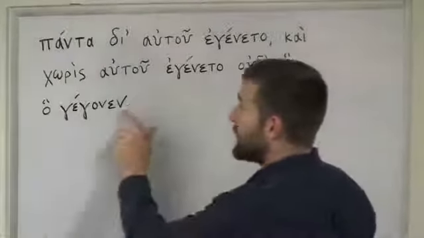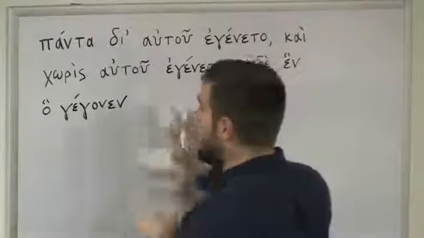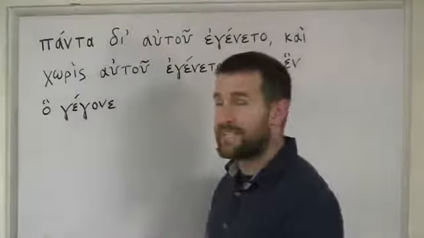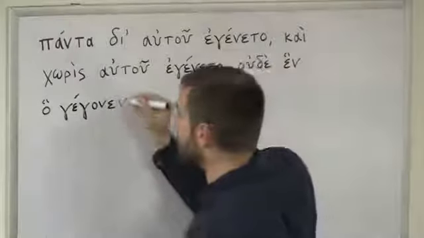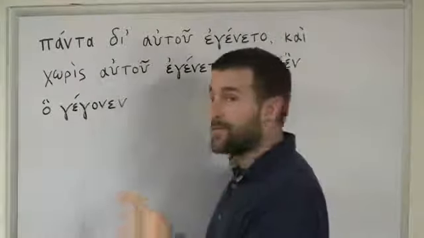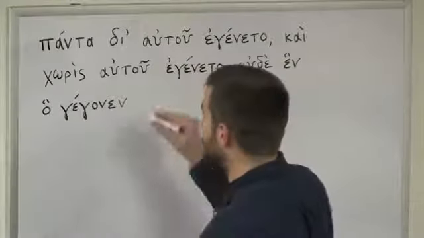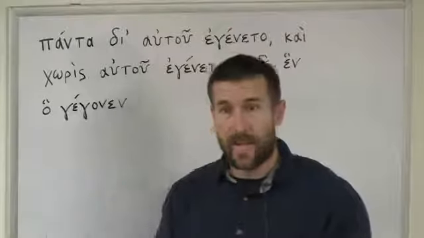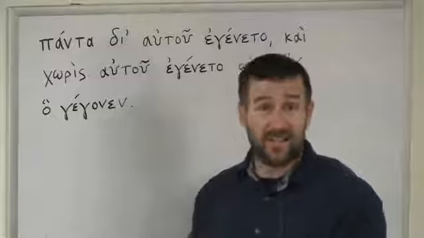Now, one quick word about the ν on the end of γέγονεν. This ν on the end is basically optional. So a lot of times you're going to see the word γέγονε, and it has the exact same meaning as γέγονεν. And the reason why sometimes it has the ν and sometimes it does not have the ν is because when it's followed by a word that starts with a vowel, it has the ν, and when it's followed by a word that starts with a consonant, it doesn't have the ν.